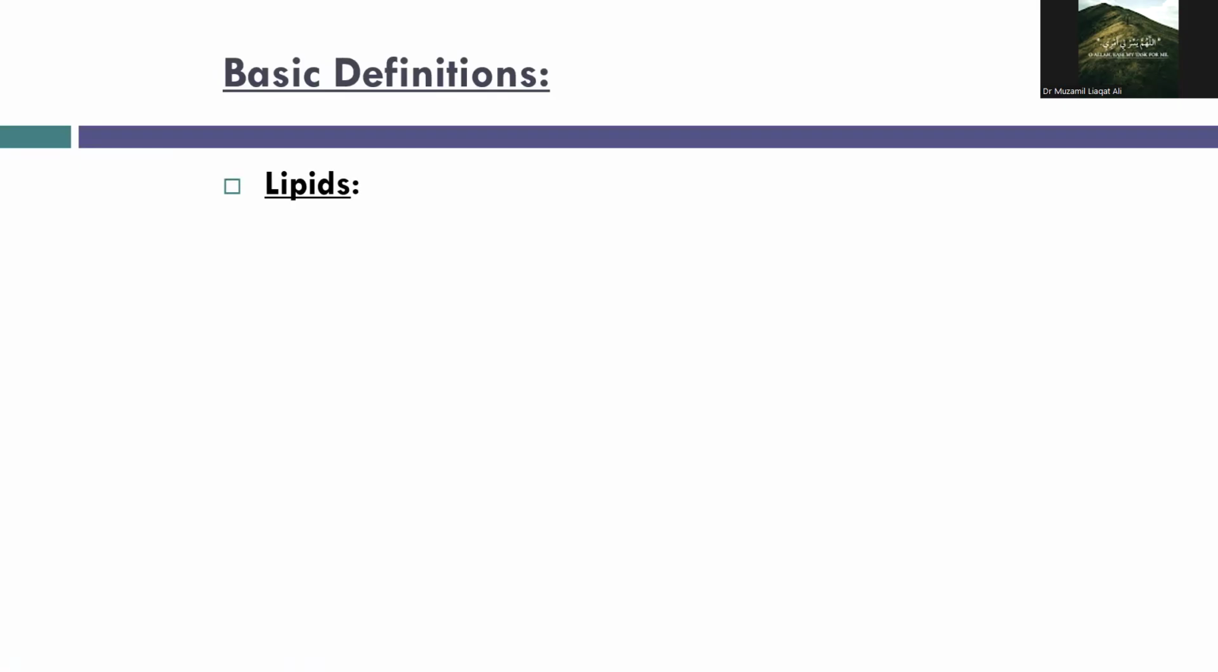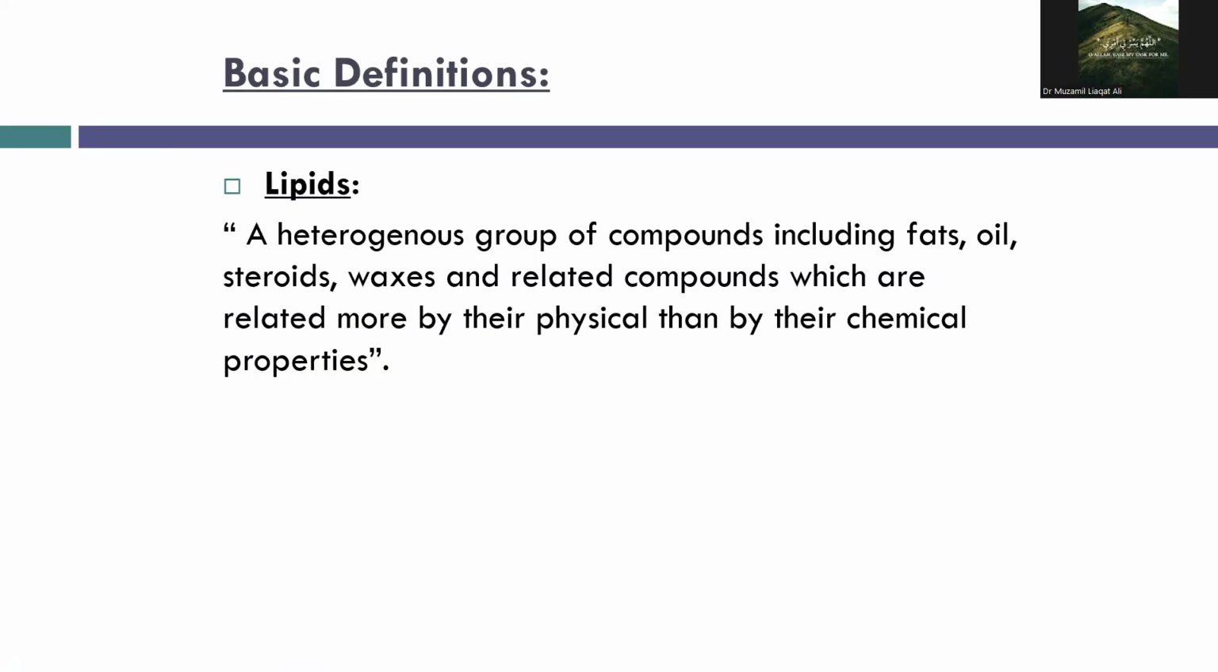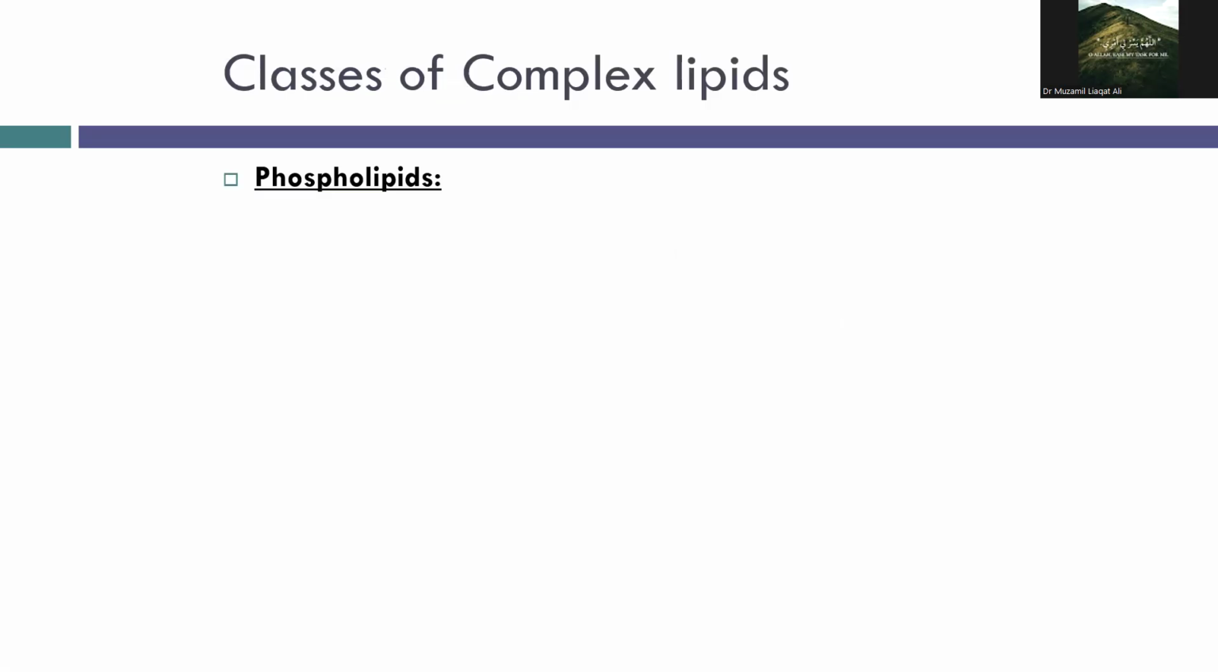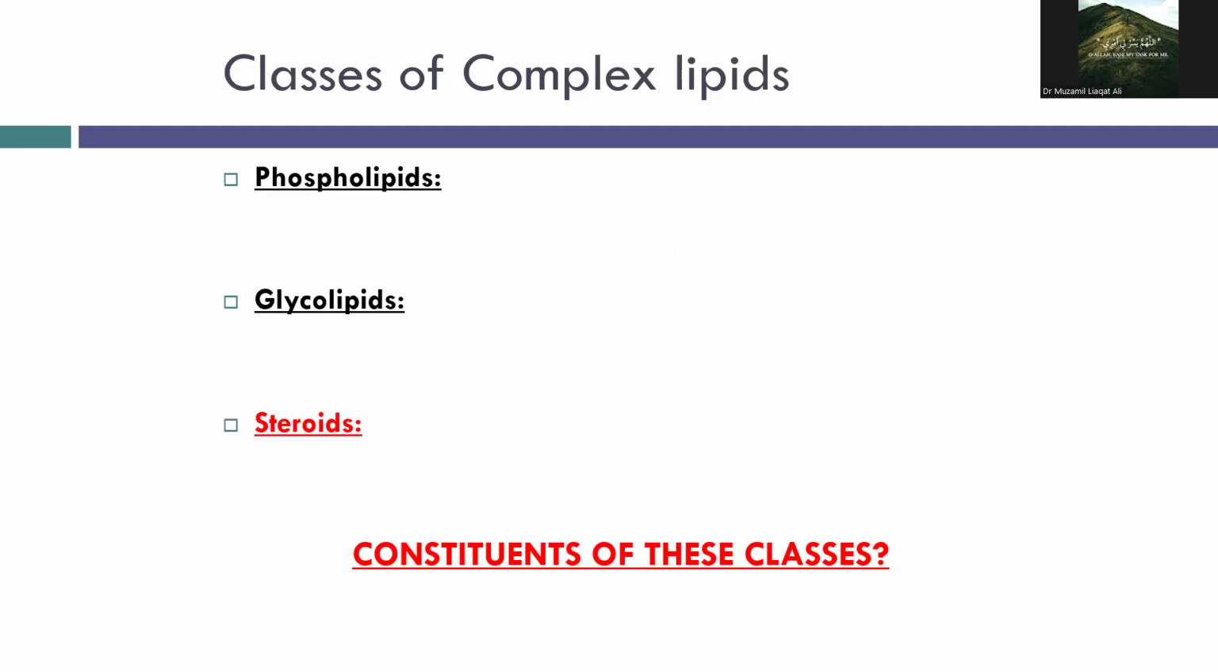So let's begin with the basic definitions. Lipids are a heterogeneous group of compounds related more by physical properties like solubility in organic solvents than by chemical structure. So what about the complex lipids? Esters of fatty acids that contain additional groups like phosphate and carbohydrate, besides an alcohol and fatty acids. There are two primary classes of the complex lipids. The very first one is the phospholipid. The second one is the glycolipid and the steroids.